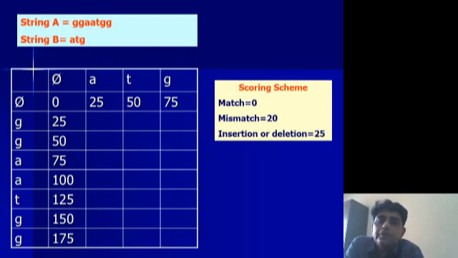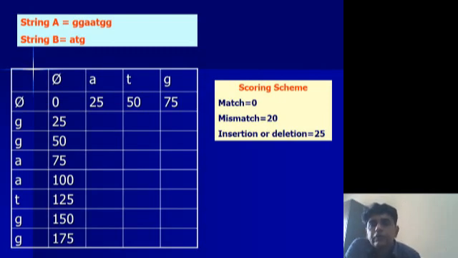So I am creating three simple rules. The first rule is that whenever I get a match, I will put 0 marks. The second rule is that whenever I get a mismatch, I will put 20 marks. The third is that wherever there is an insertion or deletion, I will add 25 marks. You can see that as the numbers increase, you have more diversity.